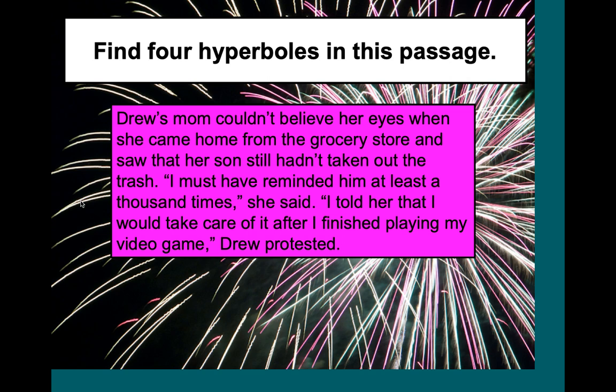Stop. Think for a moment. What is the hyperbole that is in this short passage? And there's only one. I know at the top it says 4, but there's only one. Okay. So give you some think time. Think about that. What is the one hyperbole here? And then what does it mean? Think about that too.